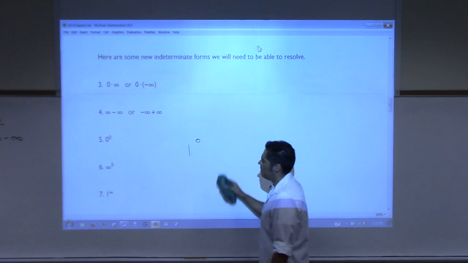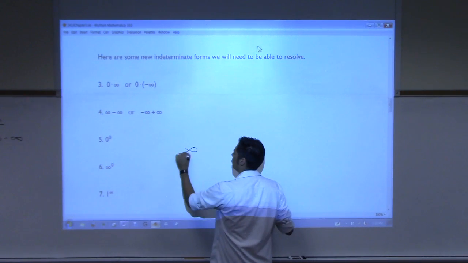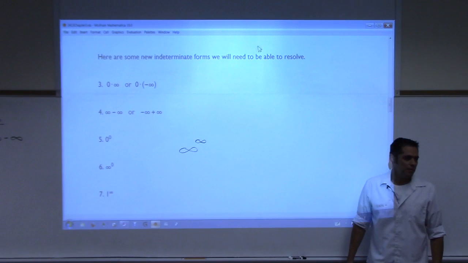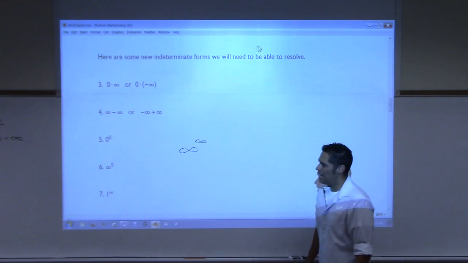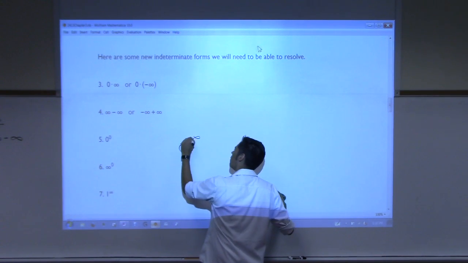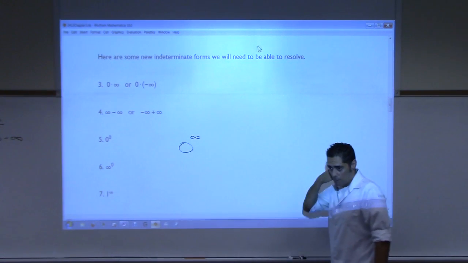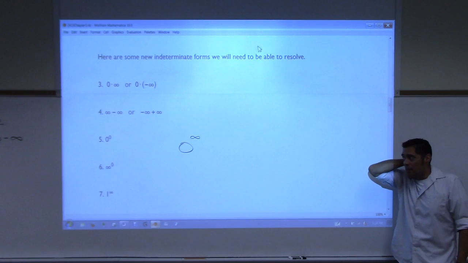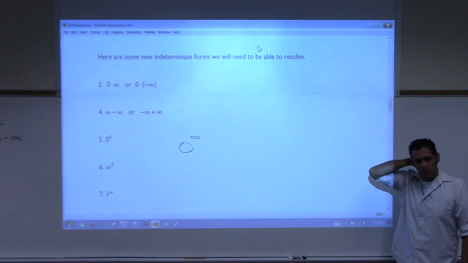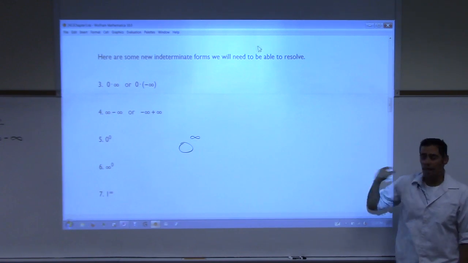Infinity to the infinity, is that obvious? That's just a big number raised to a big number. That should still be a really big number. So that should be infinite. This last one's a little tricky. People have trouble sometimes with this last one. What do you think? I'm telling you that that is not indeterminate, that you can figure out what that is. Should be 0. That's headed to 0.